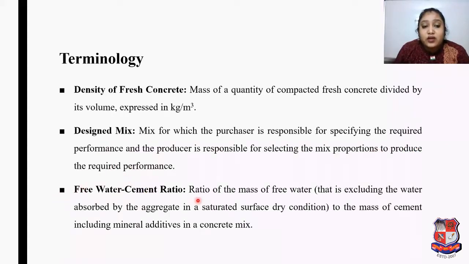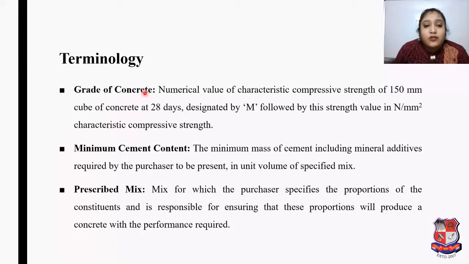If we talk about free water cement ratio, it is the ratio of the mass of free water, that is excluding the water absorbed by the aggregate in a saturated surface dry condition, to the mass of cement including mineral additives in a concrete mix. Grade of concrete means the numerical value of characteristic compressive strength of 150 mm cube of concrete at 28 days, designated by M, which is followed by this strength value in Newton per mm square, the characteristic compressive strength of concrete.